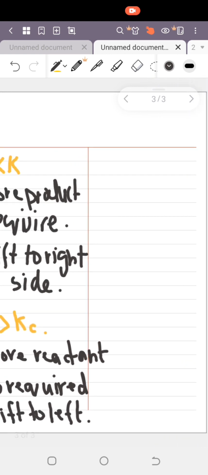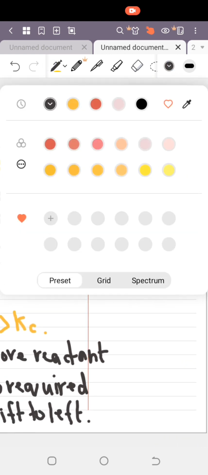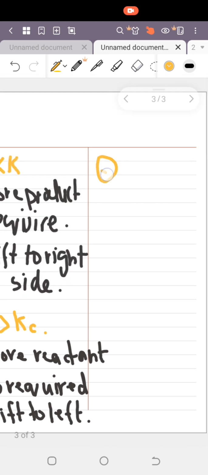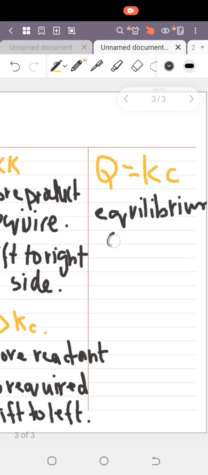Now let's discuss the third possibility, in which Q is equal to Kc. I know everyone knows this. Whenever Q is equal to Kc, this shows that the reaction is at the equilibrium position. The reaction has reached the equilibrium position, and no shift will occur. The reaction will not take place on the left side or the right side, because equilibrium is achieved. I hope this is clear to you guys.